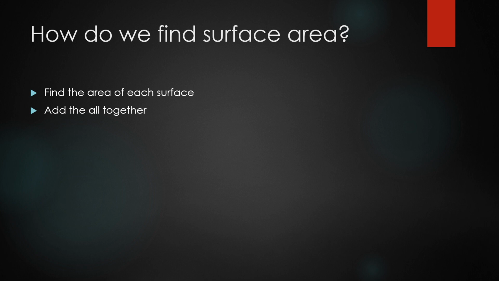So the first step we need to do is find the area of each surface. Okay, so our first step is finding the area of each surface. And then once we know the area of each surface, the last thing we need to do is just add them all together. So find the area of each surface, add them all together.